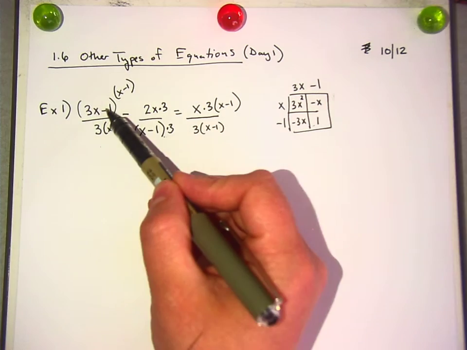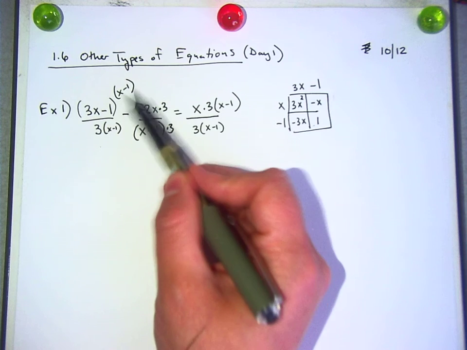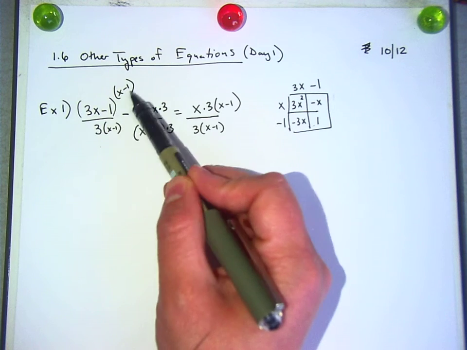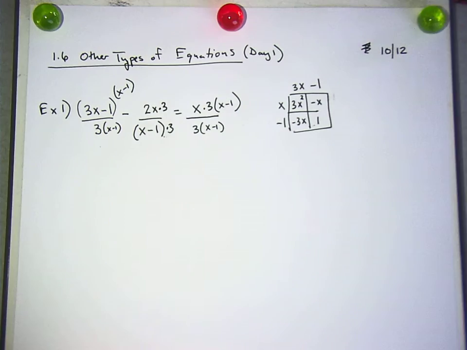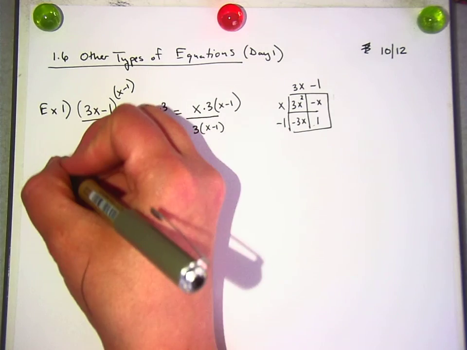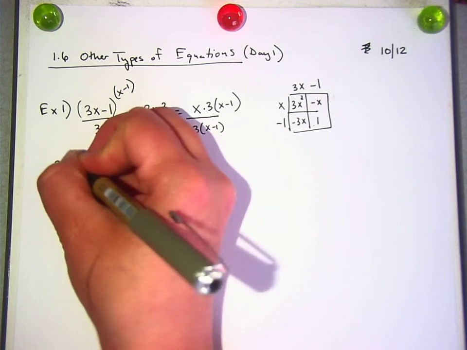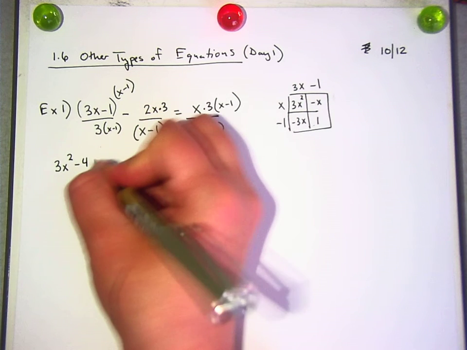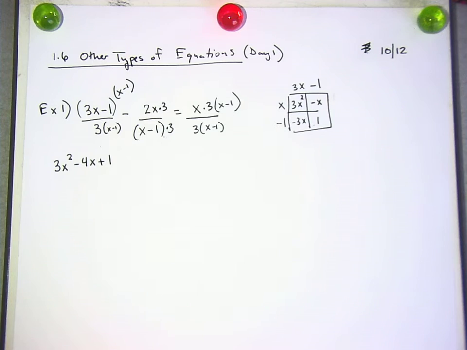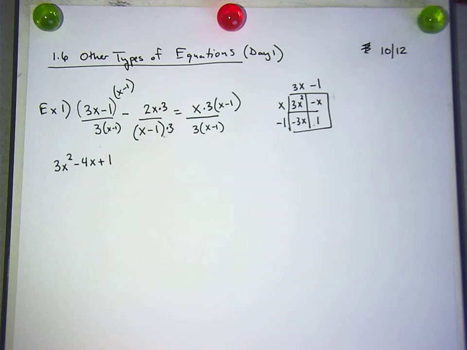I am multiplying this 3x minus 1 times that x minus 1 right here. I know I put it up here and it looks like a power, but it's just multiplied. Thank you for asking. So now I'm going to write my final, which is 3x squared, minus 4x plus 1. Okay.